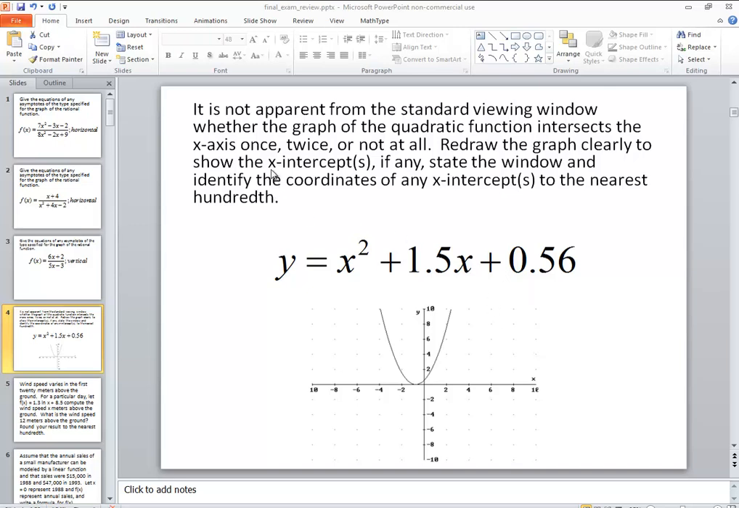In this problem, it is not apparent from the standard viewing window whether the graph of the quadratic function intersects the x-axis once, twice, or not at all. Redraw the graph clearly to show the x-intercept, if any. State the window and identify the coordinates of any x-intercepts to the nearest hundredth. Well, let's go graph this.